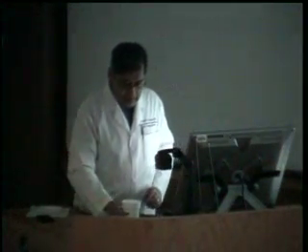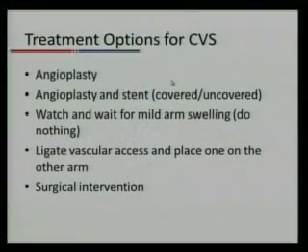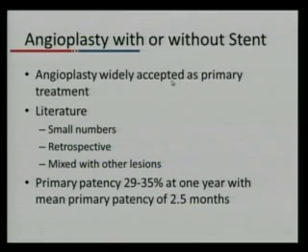So having said that, let's look at some of the treatment options. The first one is angioplasty and stent. Watch and wait for mild arm swelling to go down. Ligate the vascular access and place one in the other arm, and surgical intervention. Okay. So we'll discuss each one.